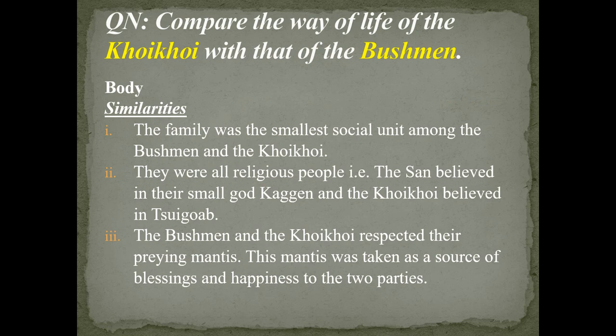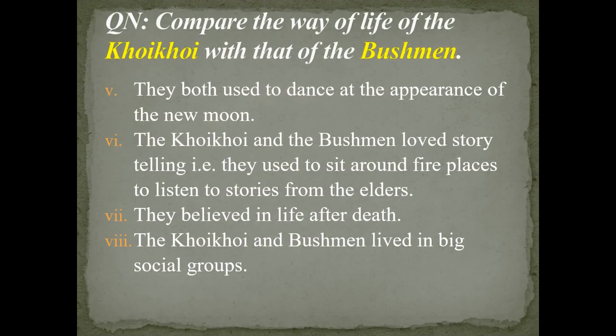Then another one in the body, the family was the smallest social unit among the Bushmen and the Khoikhoi. You have to pick points from the organization which we have already given on both groups. Both were religious and had their gods. The San had Kaggen, the Khoikhoi had Tsui-Goab. Both respected the praying mantis. We said the praying mantis was the source of blessings and happiness, and it was the representative of their gods. Then both used to dance upon seeing the new and full moon. Both loved storytelling. Both believed in life after death.